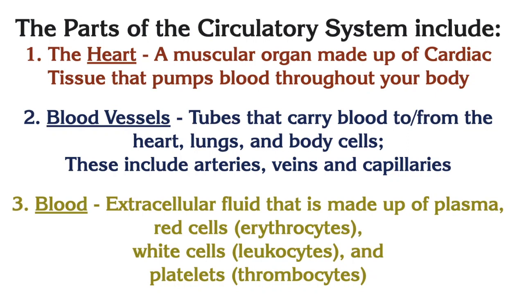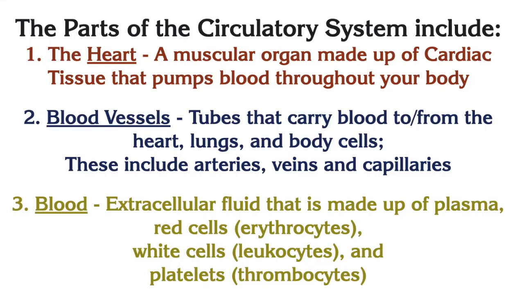Blood vessels are tubes that carry blood to the heart, lungs, and body. Blood vessels are made up of smooth muscle, but also connective tissue. Blood vessels include the arteries, the veins, and the capillaries. And then we have the blood, which consists of a fluid called plasma. We'll talk about that in a second. Then there are red blood cells, which are erythrocytes, white blood cells, which are leukocytes, and the platelets, which form the scab, and those are called thrombocytes.